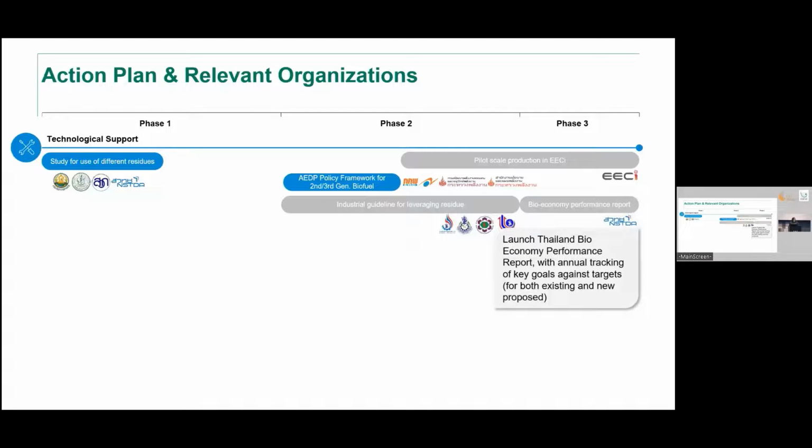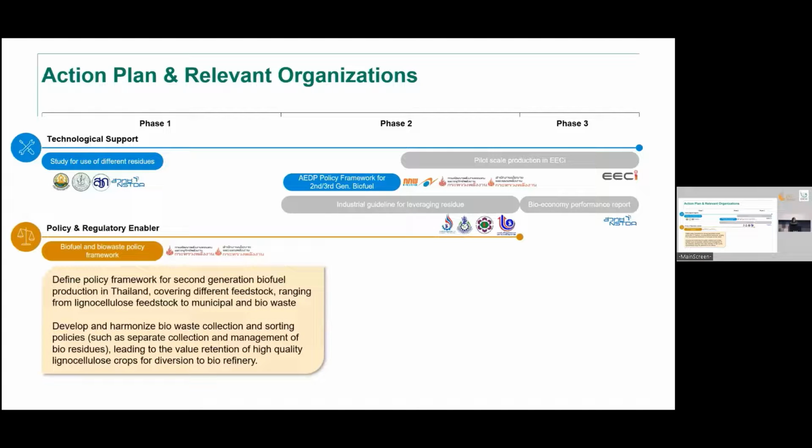The next one, also a very important one, would be to design and launch Thailand's Bioeconomy Performance Report. With the increasing amount of advancement around the bio-based industries, it is very important that a performance report be published, not just at the national level, but orchestrated at a global level, showing what the goals are and how Thailand is progressing against these goals for the bio-based industries.